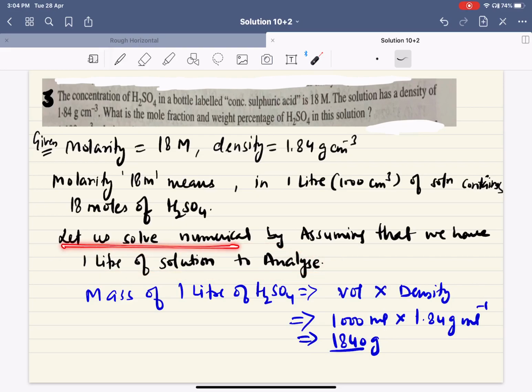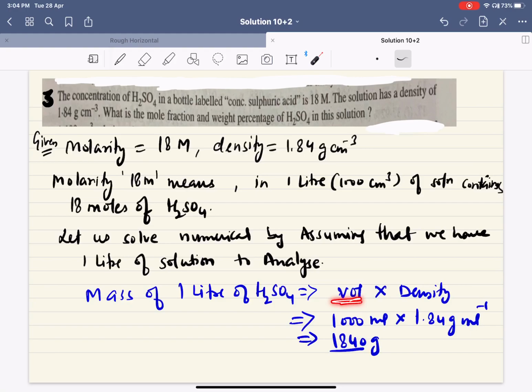So let us solve the numerical by assuming that we have 1 liter of solution to analyze. If you take 1 liter of such solution, how many moles will be there in it? 18 moles of H2SO4. Okay, and suppose you also want to find the mass of 1 liter of H2SO4 solution, that will be equal to volume multiplied by the density.